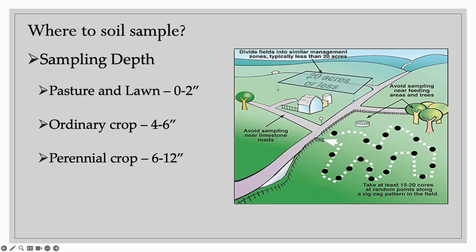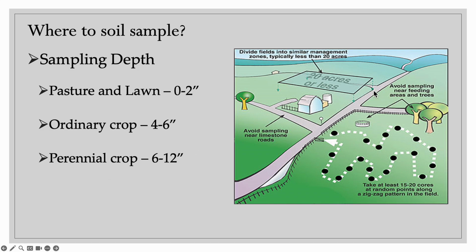For just a regular crop, we're going to look at 4 to 6 inches because our roots are only going to go about 6 inches deep, maybe 8. But if we had a perennial crop that is continually growing, those roots are continuing to grow down in the soil, and so we want to make sure that we're getting nutrients down to that depth as well.